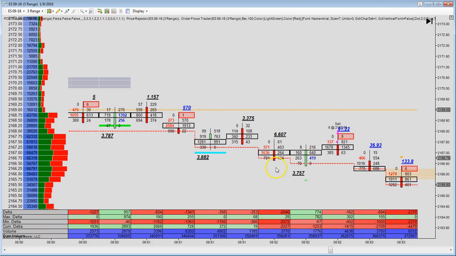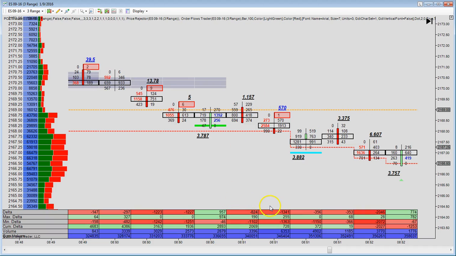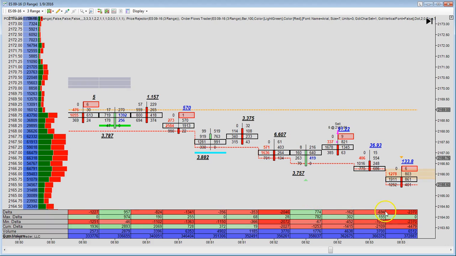And I got short here. We started making new lows, and I was seeing we were getting these waves of selling coming in. 850: decent negative delta. 851, again a negative delta every minute. 852, a strong one, and even 853. So I got short at 7.5.